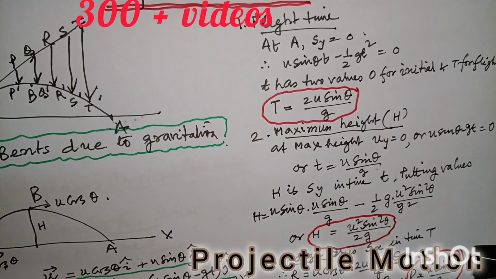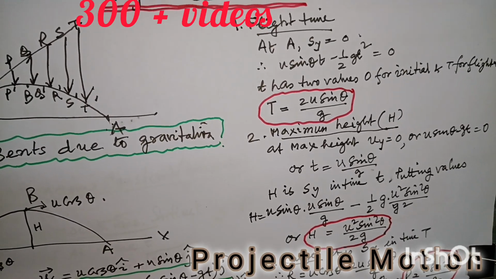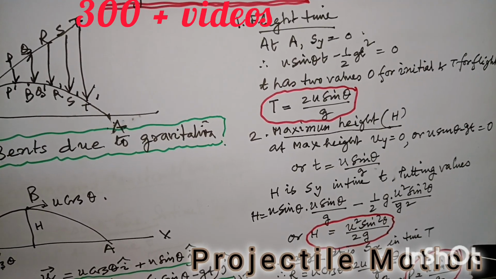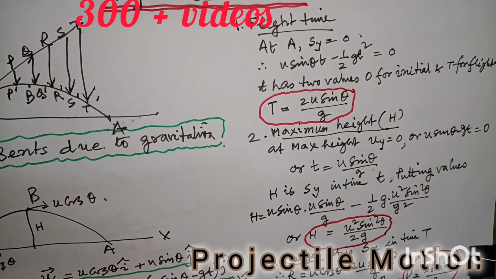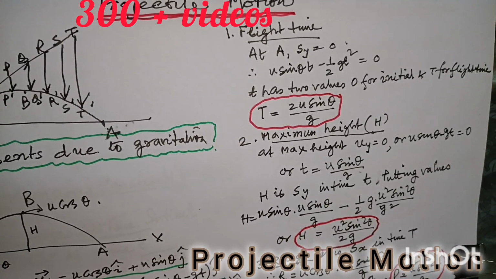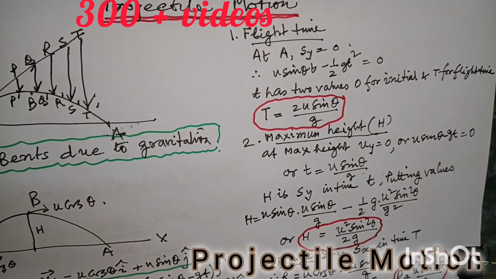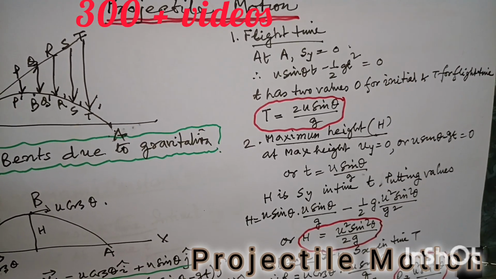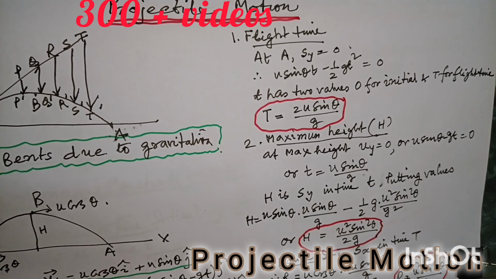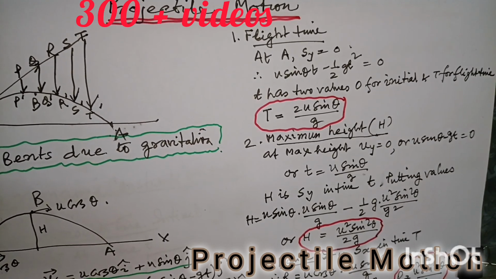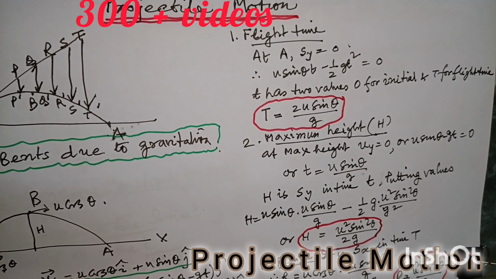One will be 0, which is for the initial value. That means at O, the time is also 0. The other one is the time for reaching A, and that is the flight time. So from the above equation, we get t equal to 2u sin theta by g. That is the flight time of the projectile.